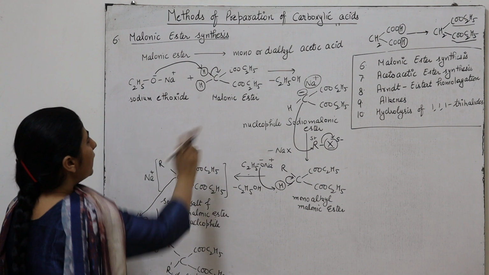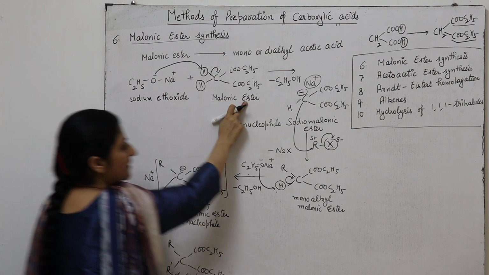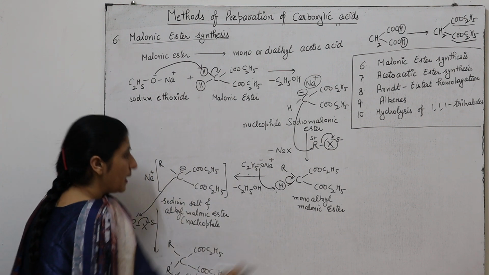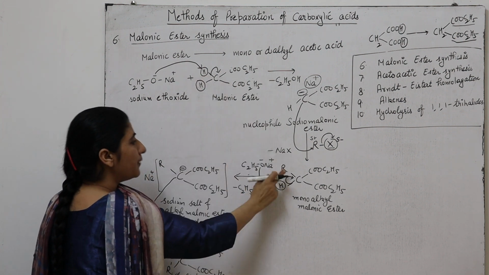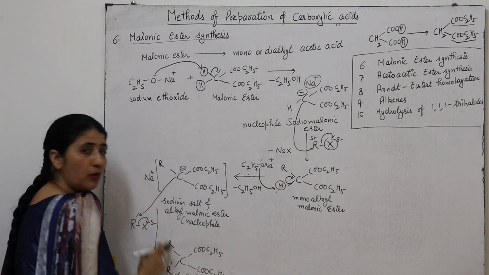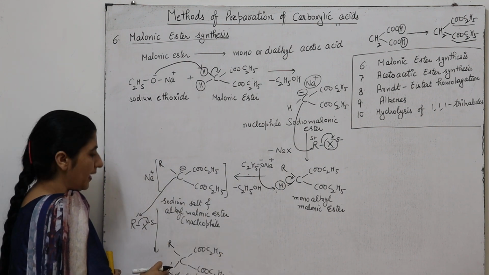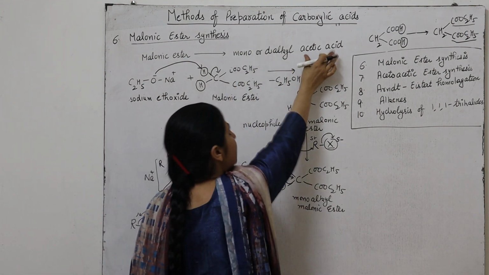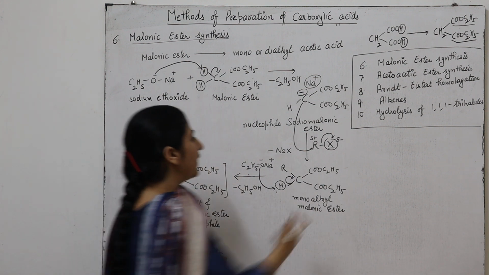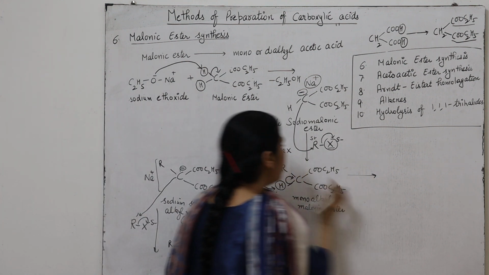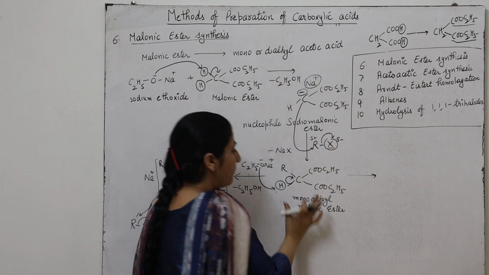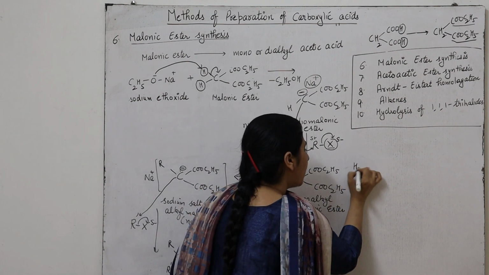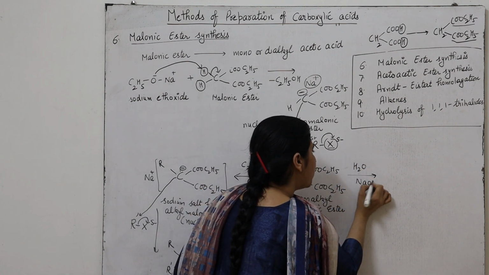So in this case we first convert malonic ester to monoalkyl malonic ester or dialkyl malonic ester, by replacing one hydrogen atom with the alkyl group or both hydrogen atoms with alkyl groups. So how do we convert this into a mono or dialkyl acetic acid? We can form the monoalkyl acetic acid by hydrolysis of the monoalkyl malonic ester in the presence of sodium hydroxide.